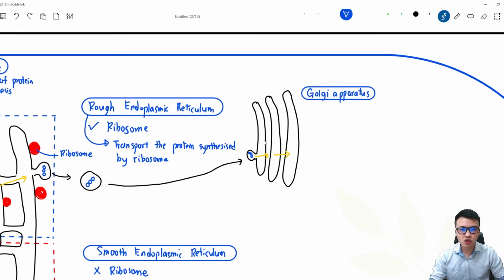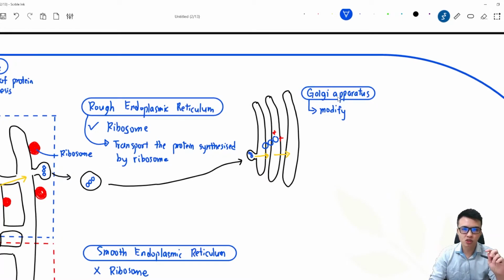So this protein will go through the Golgi apparatus. While going through it, the protein will be modified by the Golgi apparatus by adding in carbohydrates and so on. So this modified protein is now able to function properly. So the Golgi apparatus has one function: modification. Modify the protein.